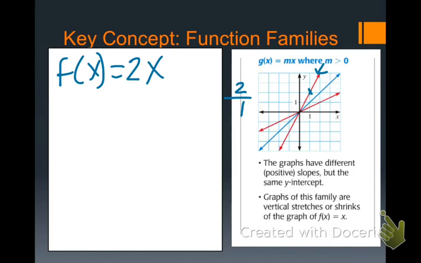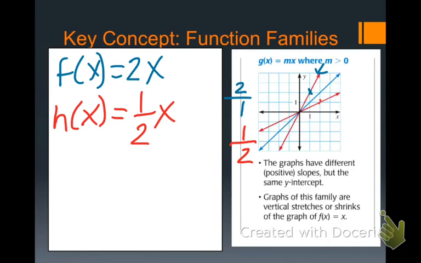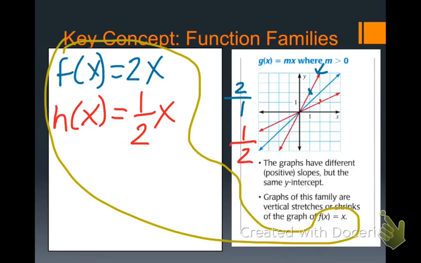So this one's going through the point 2, positive 1 right there. So again, count to find your slope. It has a rise of positive 1 and a run of positive 2, so 1 over 2. And maybe we call it h of x equals 1/2 x. So this time, our function family are all stretches or shrinks of the parent function f of x equals x. And that just depends on the slope or the coefficient of x. But notice they're both positive, so this is where m is greater than 0.